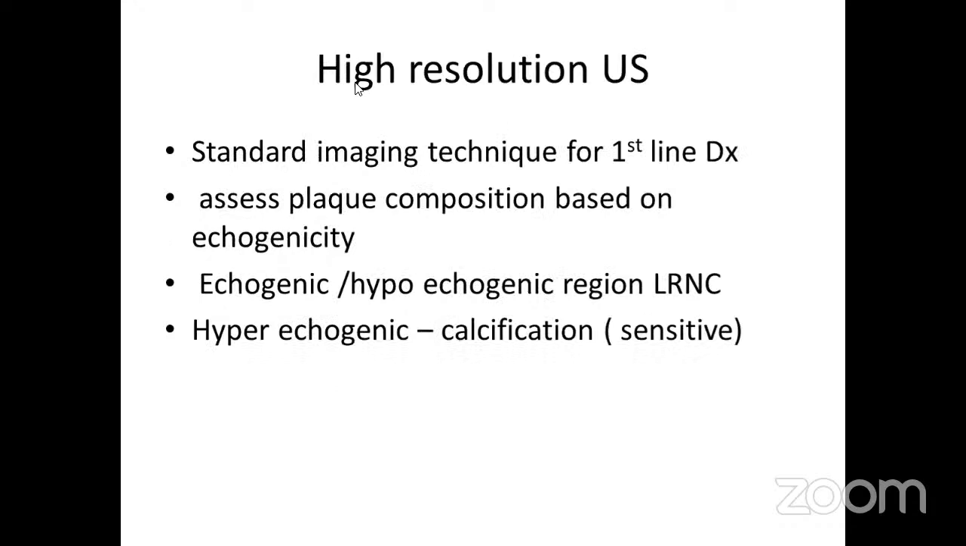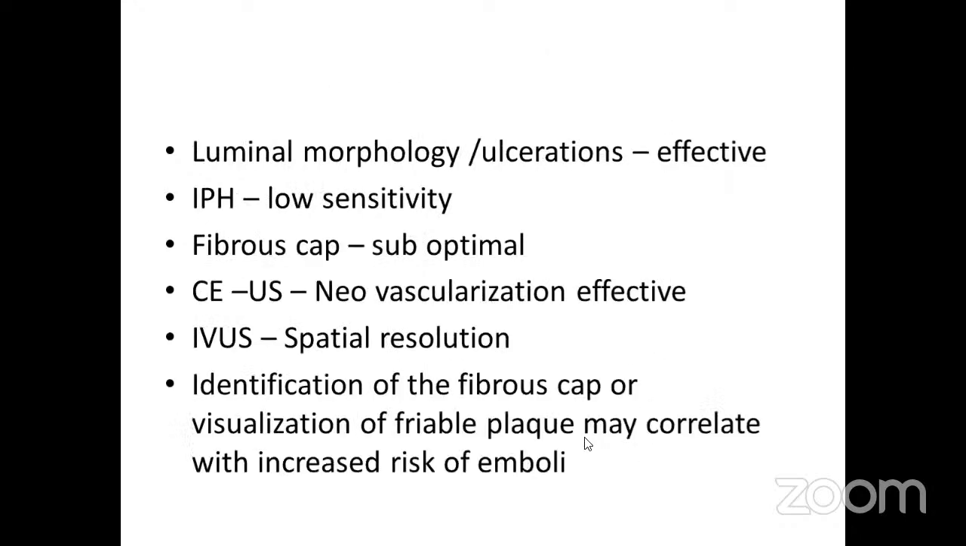Coming to high resolution ultrasound, it is a standard imaging technique for first line diagnosis. It assesses the plaque composition based on the echogenicity. We all know that echolucent and hypoechoic regions are usually seen in lipid-rich necrotic areas, and hyperechogenicity is seen in calcified areas, and it is also sensitive for it. For assessing luminal morphology and ulcerations, ultrasound is effective, whereas for intraplaque hemorrhage, it has low sensitivity. The fibrous cap can be suboptimally visualized, whereas on contrast enhanced ultrasound, neovascularization can be effectively seen.